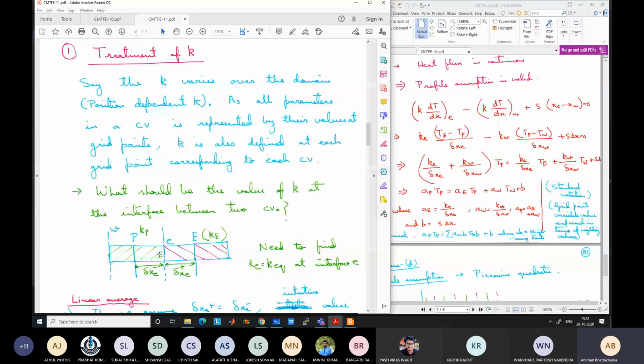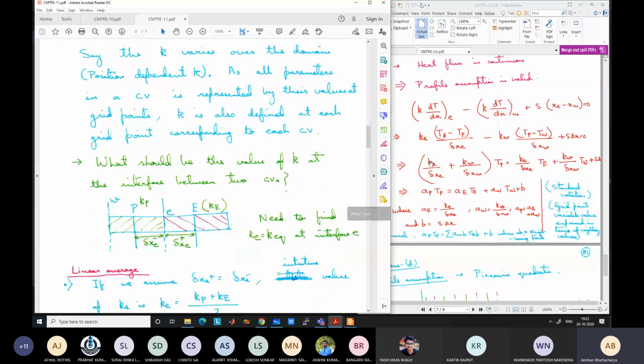Okay. Now the question is, we need to calculate this Ke dT/dx, right? So Ke times (TE minus TP) by delta x. We have seen how the (TE minus TP) by delta x term works. But what should be the value of small Ke? Okay, what should be the value at the interface? I cannot just assume that it is equal to the aluminum conductivity or equal to the ceramic conductivity.